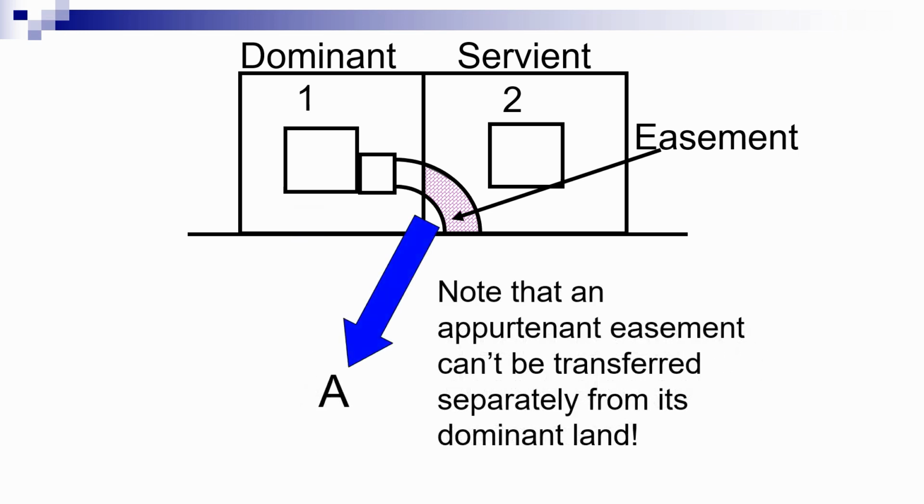Notice that an appurtenant easement can't be transferred separately from its dominant land. So if owner 1 tried to transfer the lot to one party and the easement to another party, it simply wouldn't work. The easement has to stay with the dominant land as if it's hooked onto it, and anybody who gets the dominant land will get the easement.